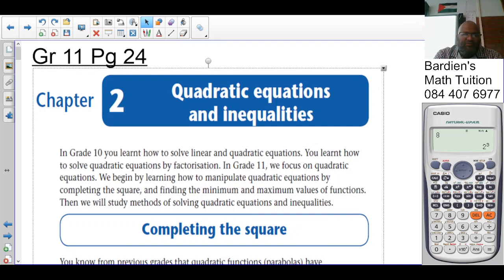If the question says solve the following equation by completing the square, that is no calculator. But if it says to 2 decimal places, how are you going to do that without the calculator? You understand? Anything else? So you guys are fine with this, no? There's 5 marks in your exam.